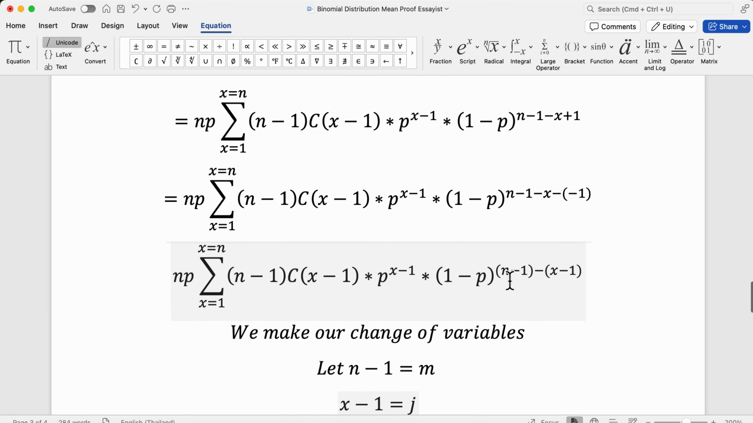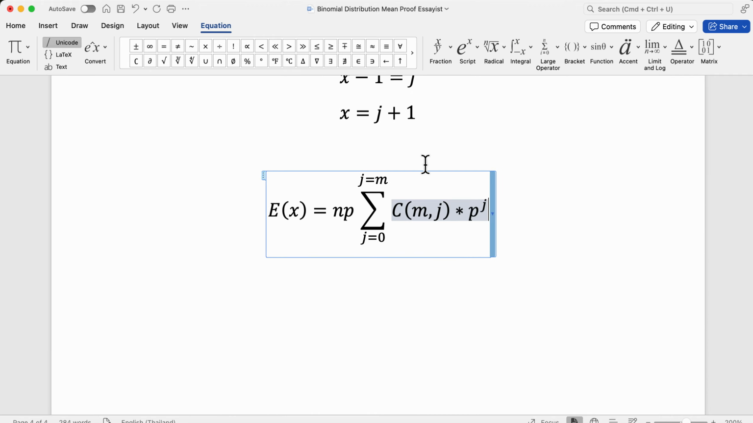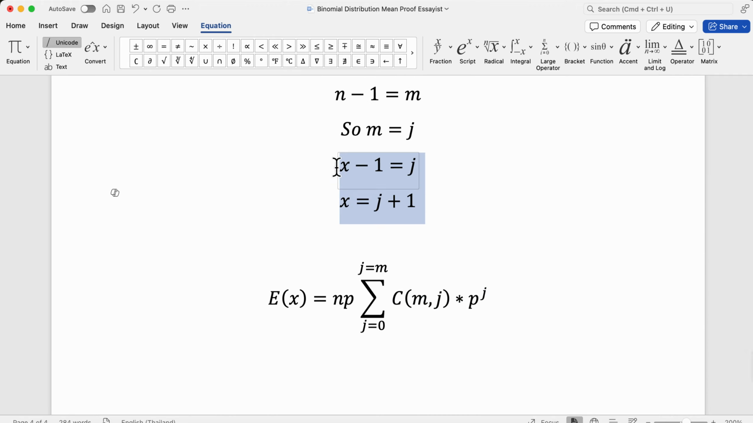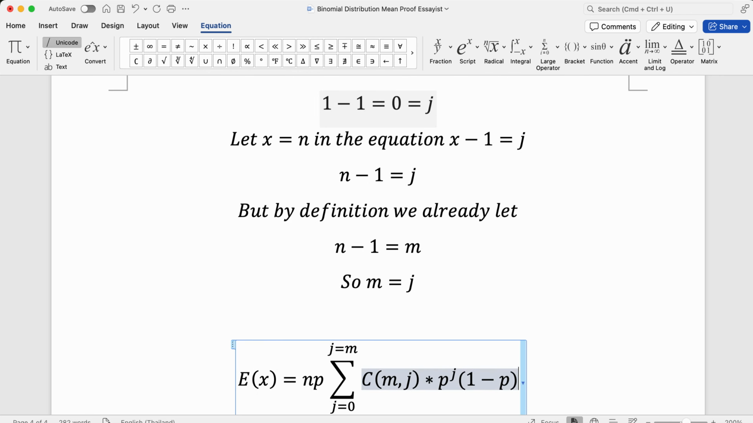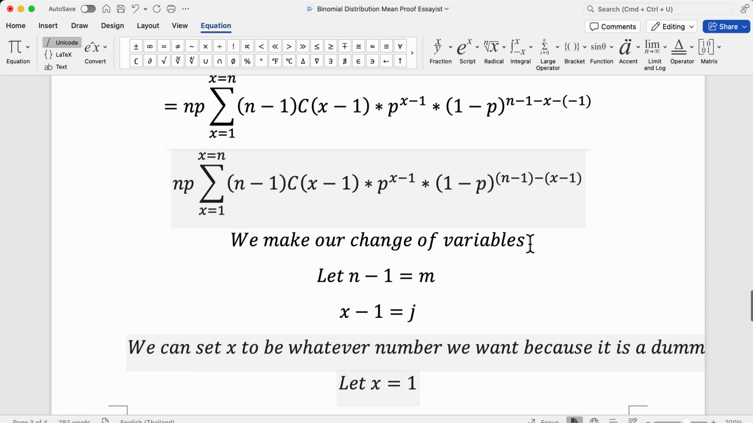Oh yeah, that's just j. X minus 1 equals j. Okay, so then there's p to the j. Okay, p to the j, and then we have 1 minus p. There we are. 1 minus p.